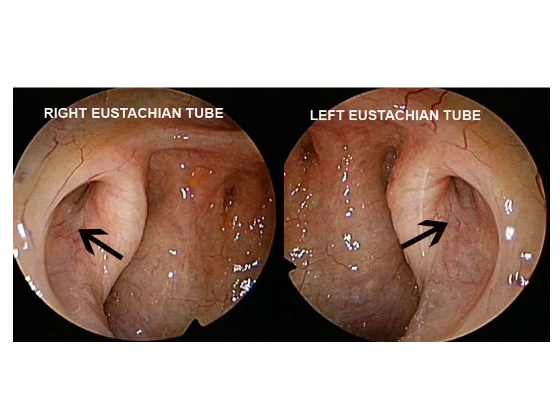These are the two openings of the Eustachian tubes in the nasopharynx. They represent the beginning of the developed first pharyngeal pouch.